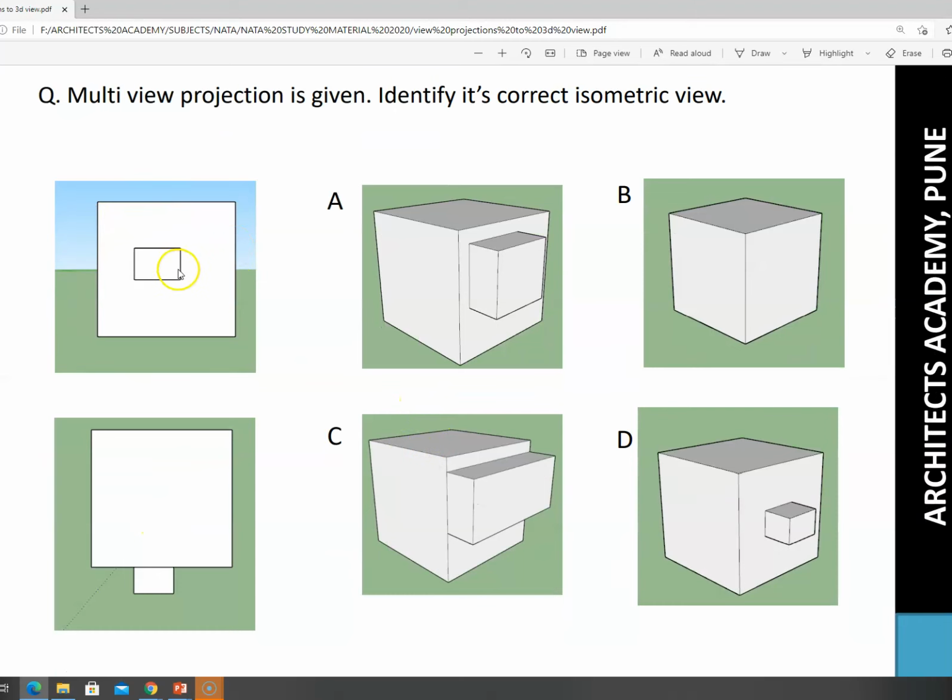Now here, from this you can make out that this seems to be an elevation, because there is no top surface available here. So this seems to be an elevation or side view, and this seems to be a top view. So there is only one probable option here, which is D. Other proportions are not matching.